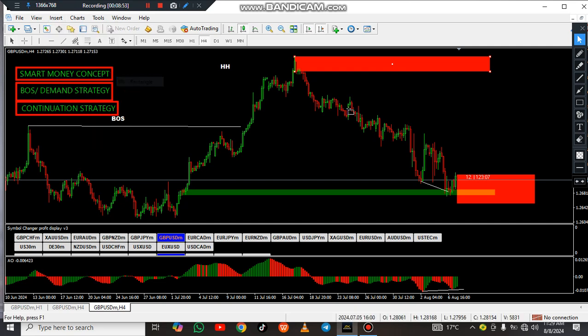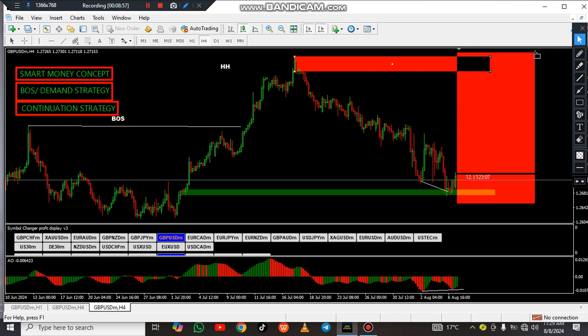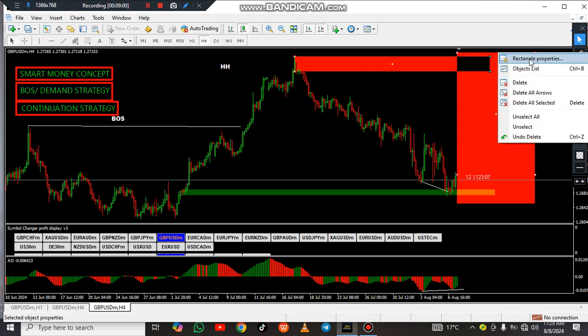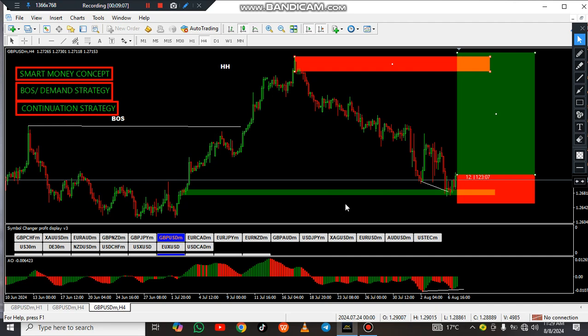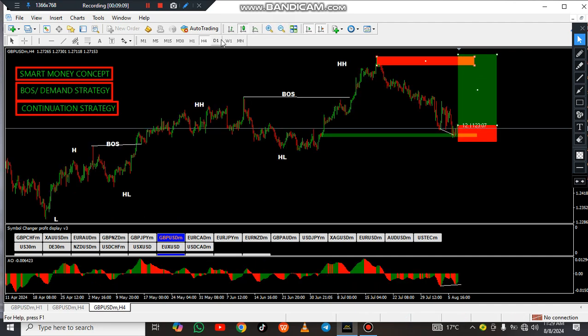This is it, guys. And now your take profit is at the next high. And bear in mind, this is 4 hour. So you are going to be making profit all the way. This is it, guys. Can you see? We are done, and we take a screenshot.